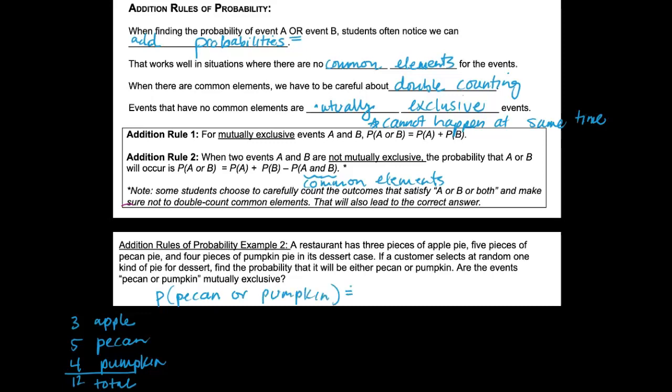Okay, and then it asks, are the events pecan and pumpkin mutually exclusive? So that's actually a good place to start before we do the probability question. Are they mutually exclusive? So you have to ask yourself, can these happen at the same time? So can I pick a piece of pie that's both pumpkin and pecan at the same time? And the answer is no. The pie is either going to be pumpkin, it's either going to be pecan, it can't be both. So these events are mutually exclusive events.